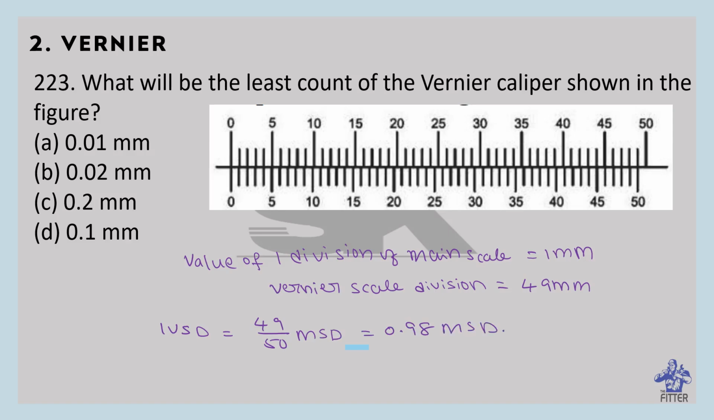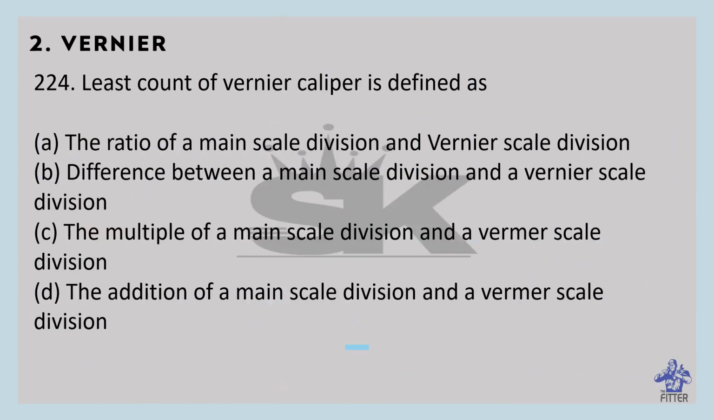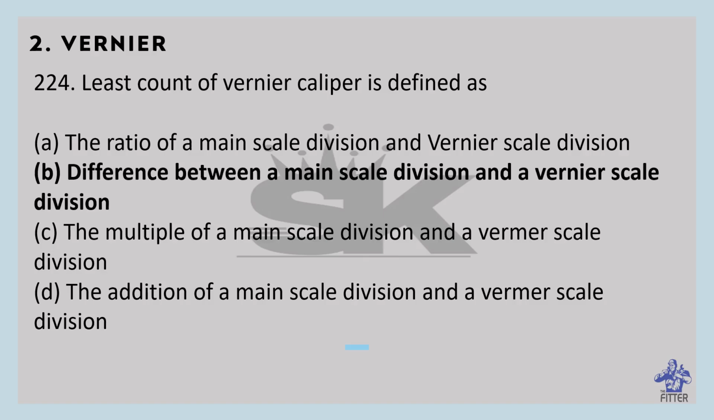So the least count equals 1 MSD minus 1 VSD, right? So that equals 1 minus 0.98, which is 0.02 mm. So that is option B. The least count of a vernier caliper is defined as the difference between a main scale division and a vernier scale division, option B.